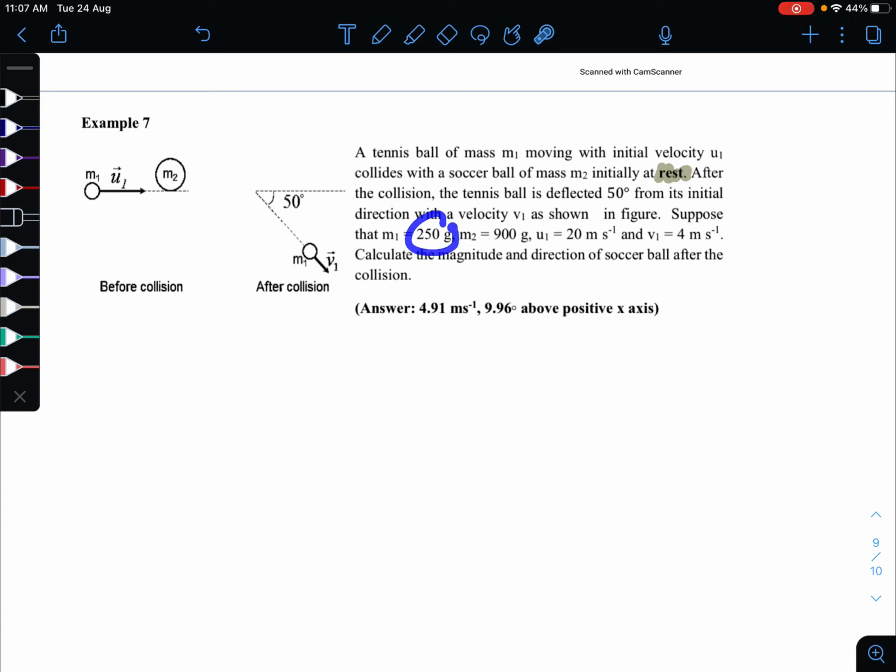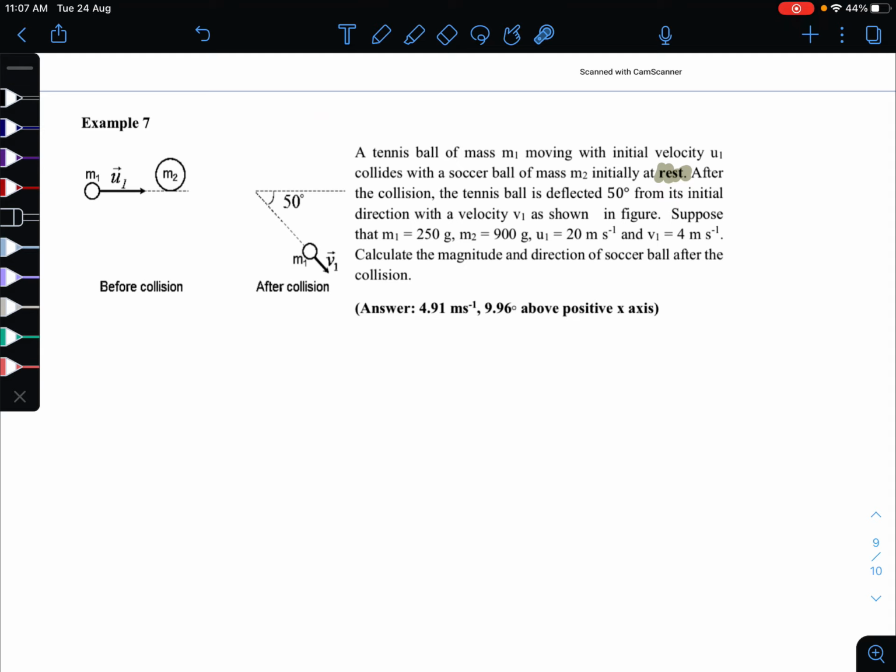Suppose that M1 is 250 gram, M2 is 900 gram, U1 is 20 ms^-1, and V1 is 4 ms^-1. Calculate the magnitude and direction of the soccer ball after the collision. So basically, we do not know what happens to this ball. We do not know the direction it went. So we are going to find the magnitude and also the direction. It is not given in the image here.